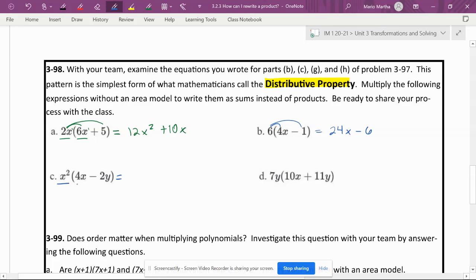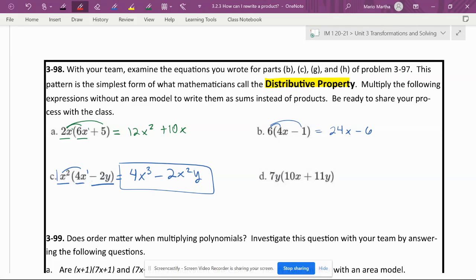So we have x squared times 4x times negative 2y. So x squared times 4x gives us 4, right? 1 times 4 is 4. X squared times x gives us x to the third power, right? This one has an exponent of 1. And then x squared times negative 2y, that would be negative 2 x squared y.